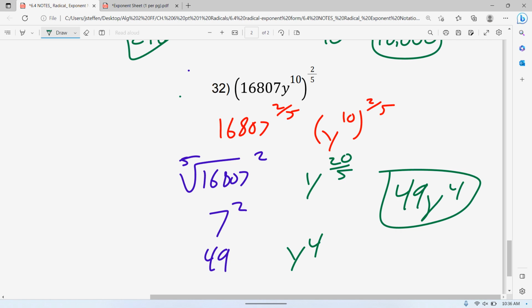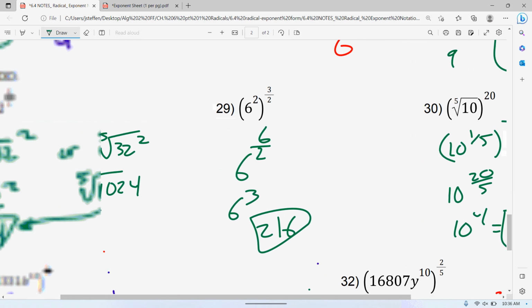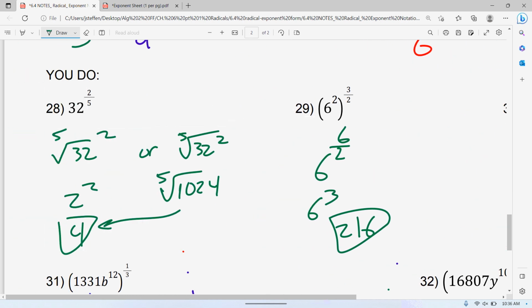All right, real quick, these are the answers that I got for those "you do" problems. I know some of you maybe didn't get a chance to finish those quite yet, so I'll leave these up. The biggest thing, again, number 28, you can do two different ways. You can take the fifth root first and then square it, or you can square it first and then take the fifth root. It doesn't make any difference. You get 4 for both of those.